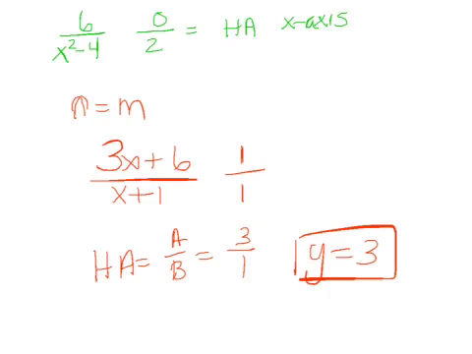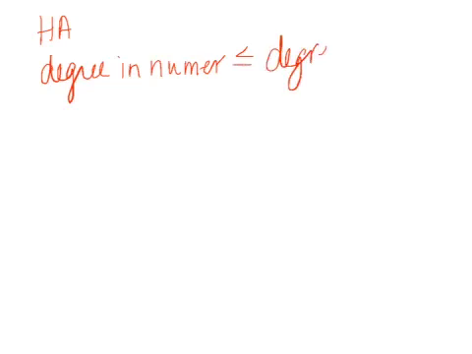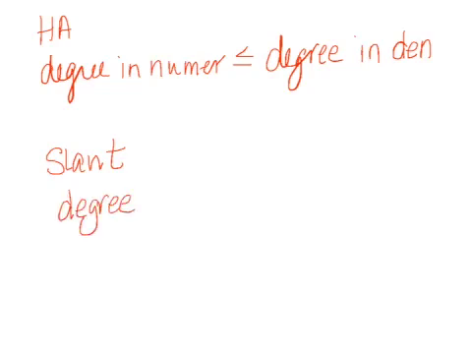So the only way you get a horizontal asymptote is if the degree in the numerator is less than or equal to the degree in the denominator. To get a slant, the degree in the numerator has to be bigger than the degree of the denominator.